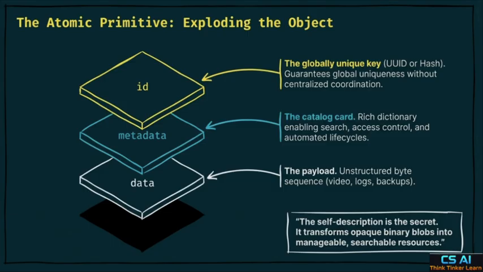The atomic primitive of this system is the object. Unlike a file, which is just a sequence of bits, an object is a self-describing resource. It consists of three layers: a globally unique ID like a UUID, rich metadata, the catalog card that enables search and access control, and the raw data payload. The self-description is the secret sauce. It transforms opaque binary blobs into manageable, searchable resources that the system can automate.